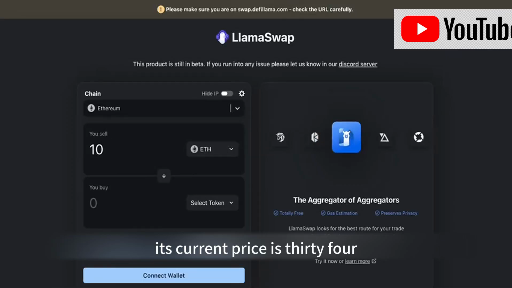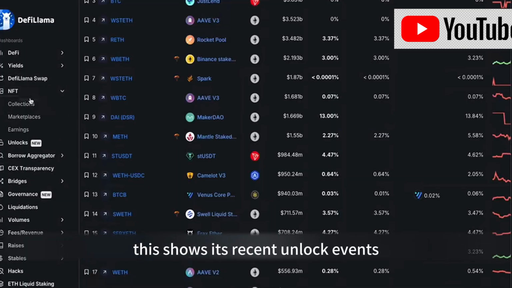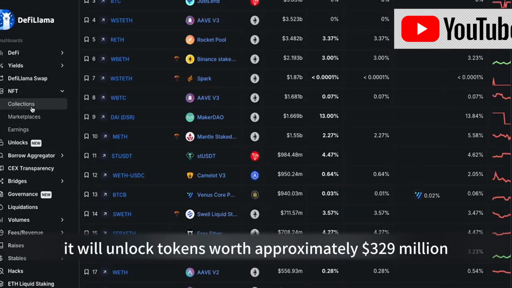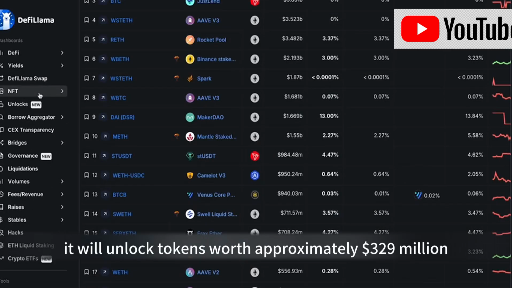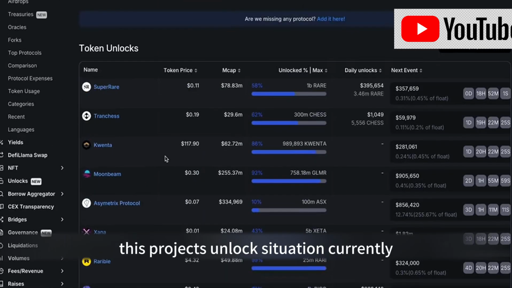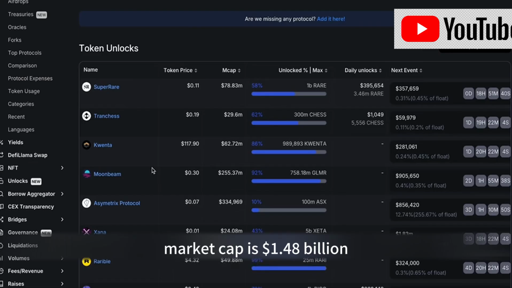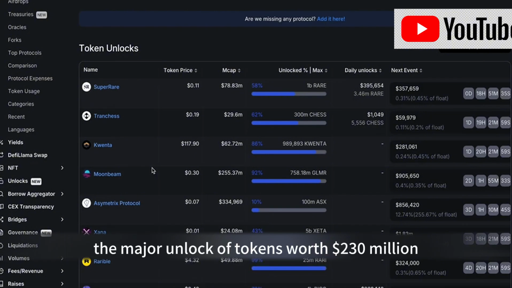Its current price is $34.50. Its market cap is $131 billion. This shows its recent unlock events. In 8 days, it will unlock tokens worth approximately $329 million. This lists many projects. For example, we can search directly. This project's unlock situation, currently 18% unlocked. Its current price is $1.15. Market cap is $1.48 billion. The next unlock is in 16 days, a major unlock, of tokens worth $230 million.